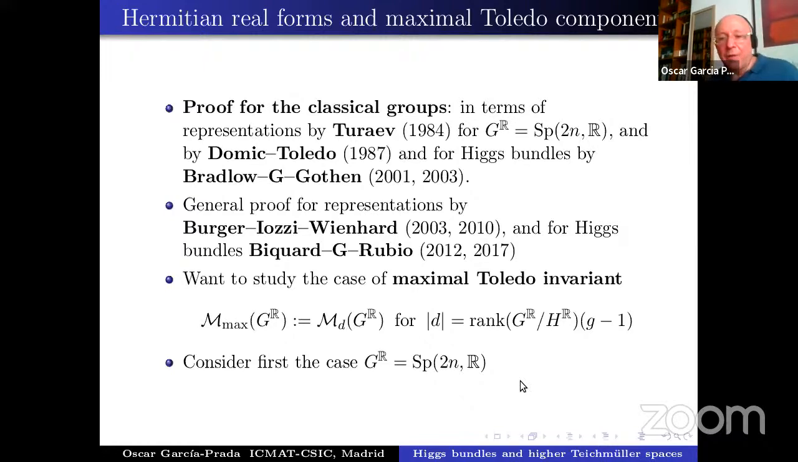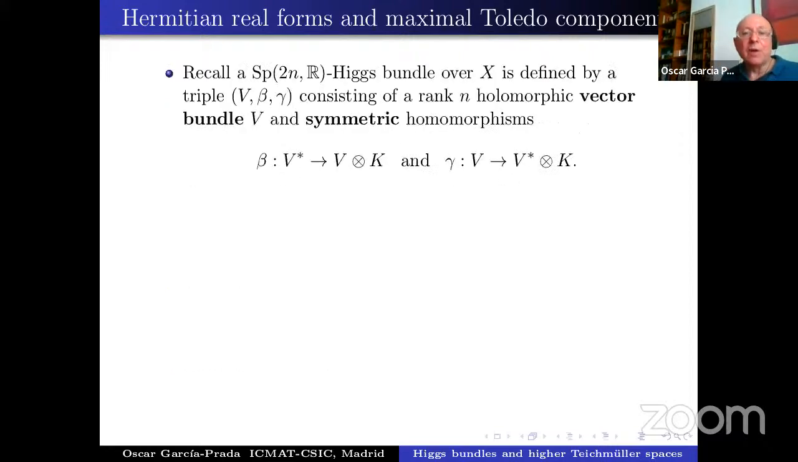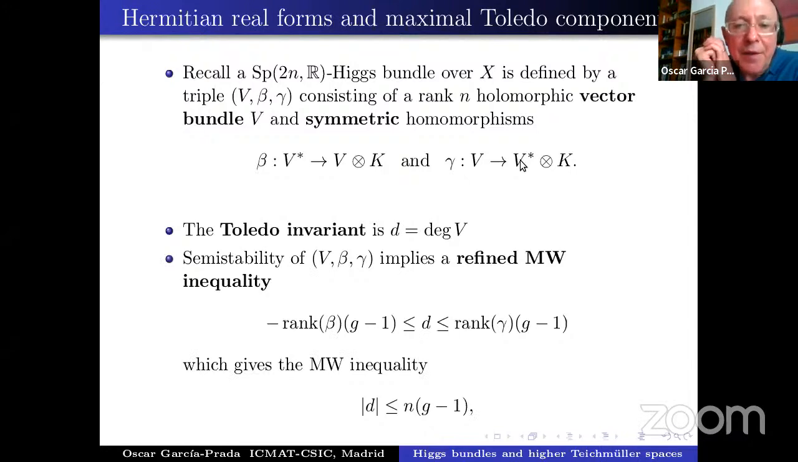And to give you a flavor of what happens, let me consider the particular case of Sp(2n,R). Sp(2n,R), as I said, is both split and Hermitian. Recall that an Sp(2n,R) Higgs bundle on the Riemann surface, as I explained before, was defined as a triple consisting of a holomorphic vector bundle V of rank n, and then symmetric homomorphisms beta from V dual to V tensor K and gamma from V to V dual tensor K. Those are the objects. So the Toledo invariant coincides with the first Chern class of the bundle V, the degree of the vector bundle V.